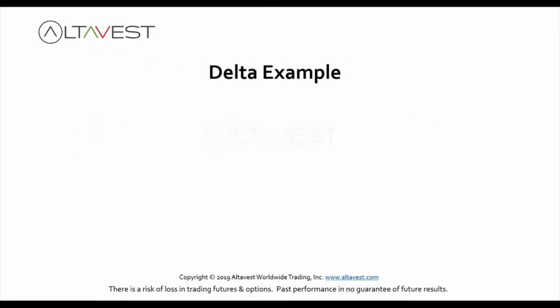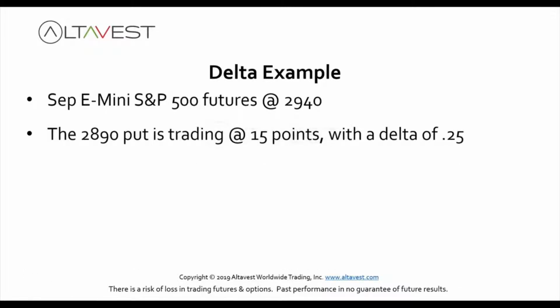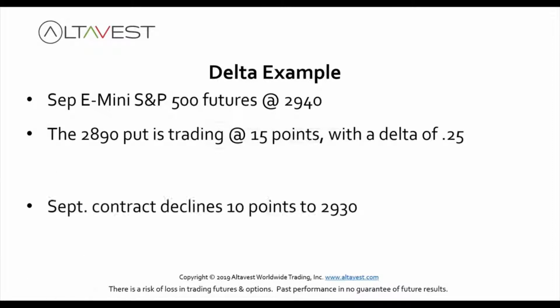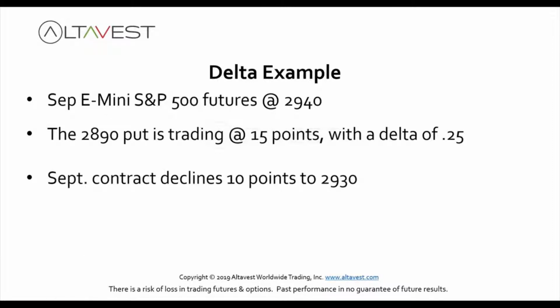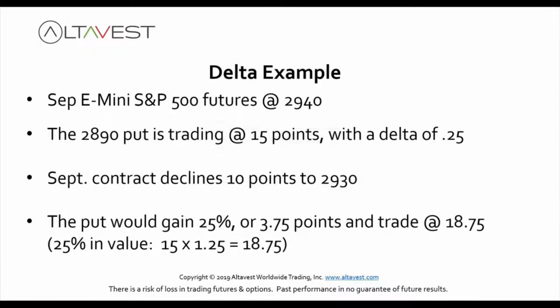So for example, with delta, let's say the S&P is at 2940 and a 2890 put is at 15 points with a delta of 25%. And now the S&P drops 10 points. So what's going to happen to the value of that 2890 put? Well, we know it has a delta of 25%, so its value should increase by 25%. So the put would gain 3.75 points and now be trading at 18.75. So just that simple.